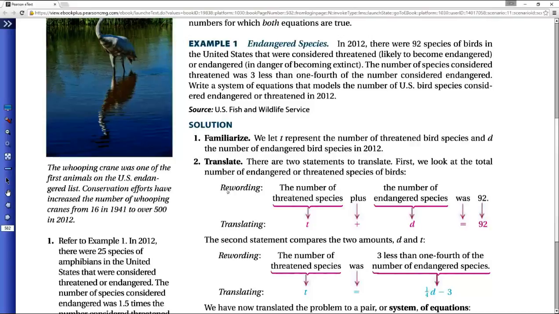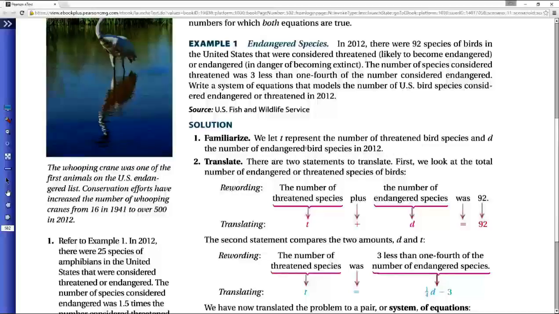First, we want to familiarize ourselves with it. And what I usually call this is define variables. So we let T represent the number of threatened birds, and you try to take a variable that'll remind you what that means. And D is endangered. I don't know where they get D. Maybe use E, but that's not used very often because E represents an actual irrational number, so they say D in this case. So we define the variables.